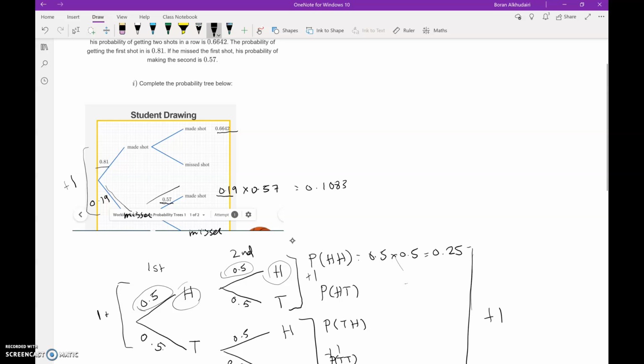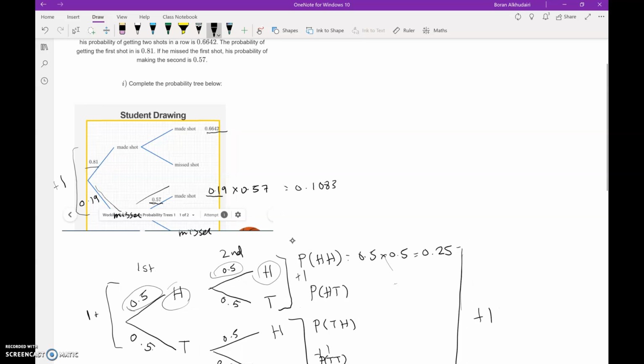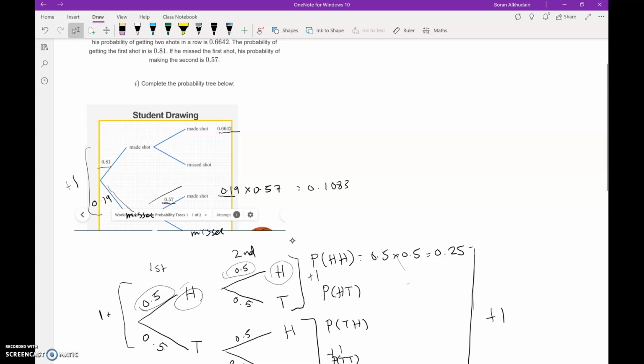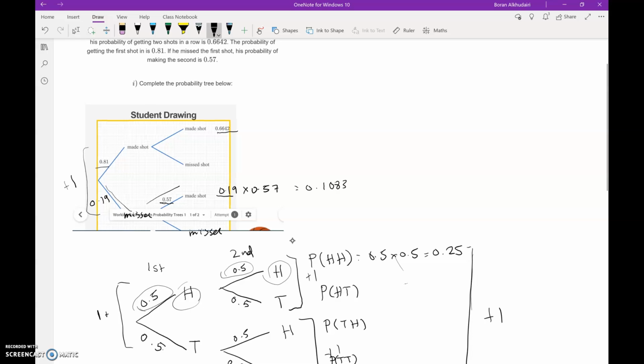Now, we can find this one, the probability of him missing a shot after he misses the first shot. So what's the probability of him missing the second shot? That, again, is just 1 minus 0.57, which is 0.43. So we figured that out now.